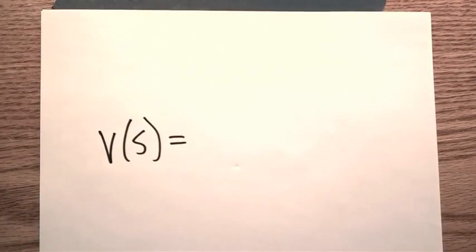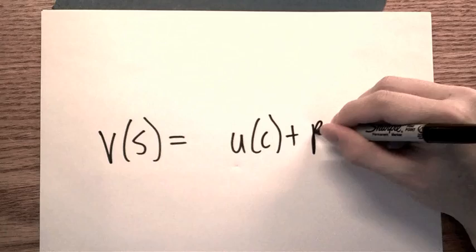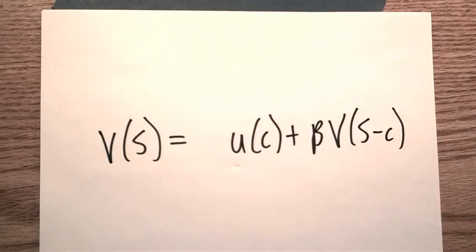Allocating cake over the rest of time is a hard problem, but dynamic programming can help. We start out by writing down how much the cake supply, S, is worth to Steve. It might seem natural to write down an infinite sum over all days until the end of time, but we're going to cheat and define Steve's valuation of the cake supply today in terms of the valuation of the cake supply tomorrow. U of C is Steve's utility from eating C pieces of cake today.